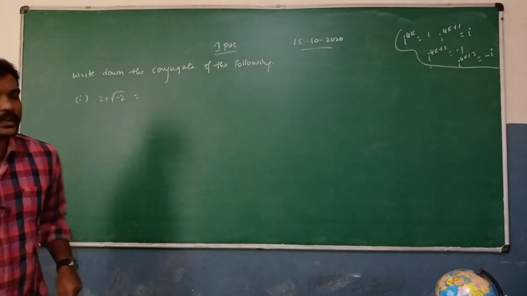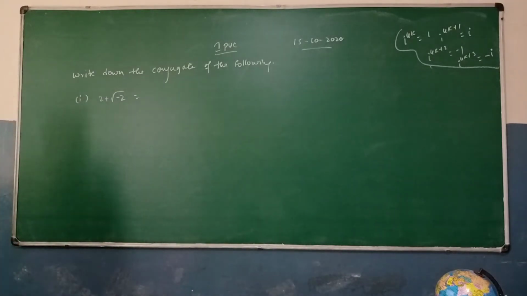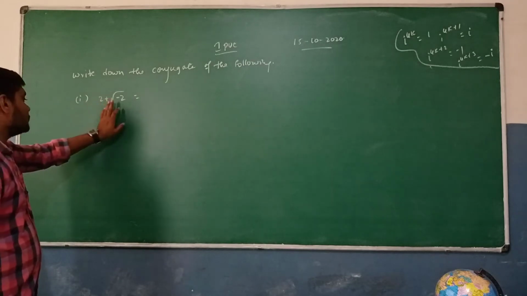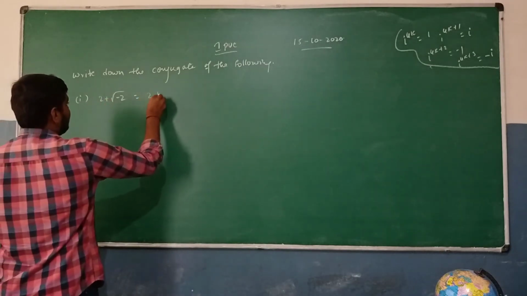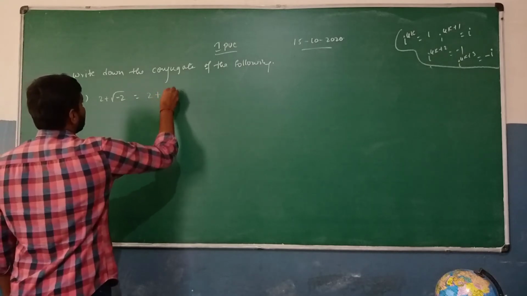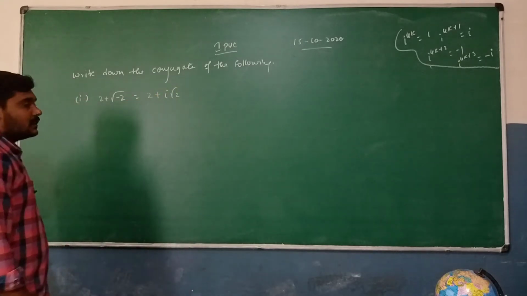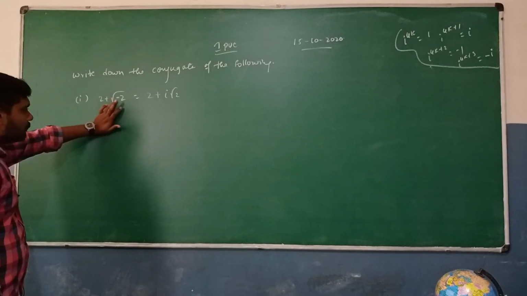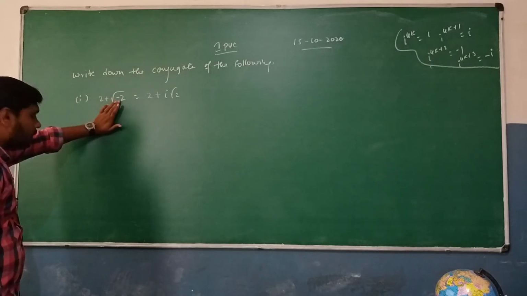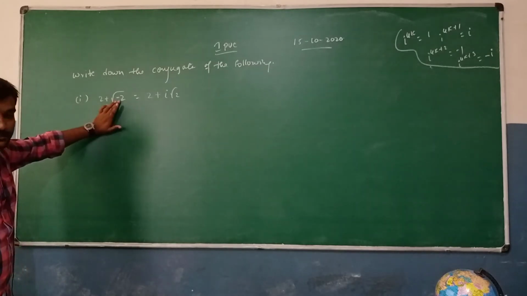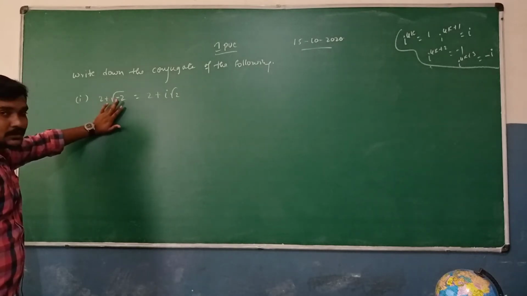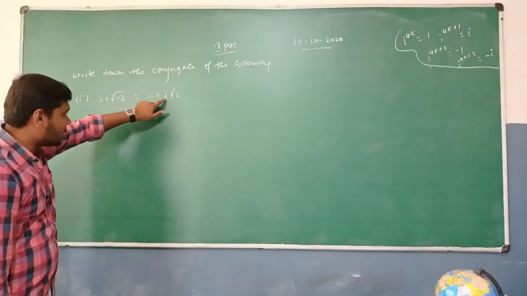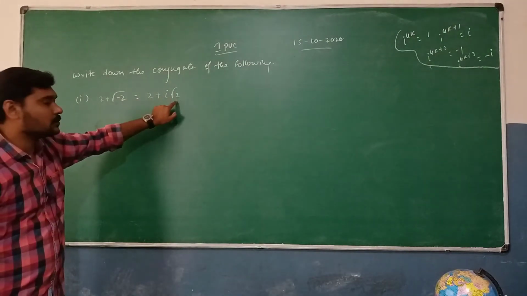Is it in the standard form of a complex number? No. So we need to convert these things to the standard form. That's going to be equal to 2 plus i root 2. Root of minus 2 can also be expressed as root of minus 1 into root 2. So root of minus 1 is nothing but i, into root 2.